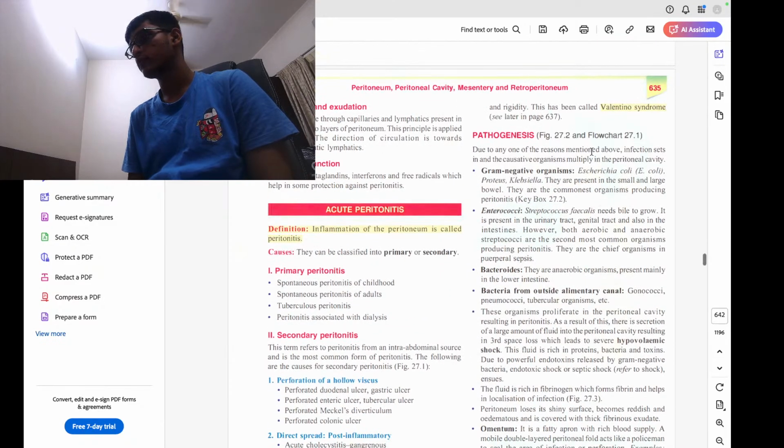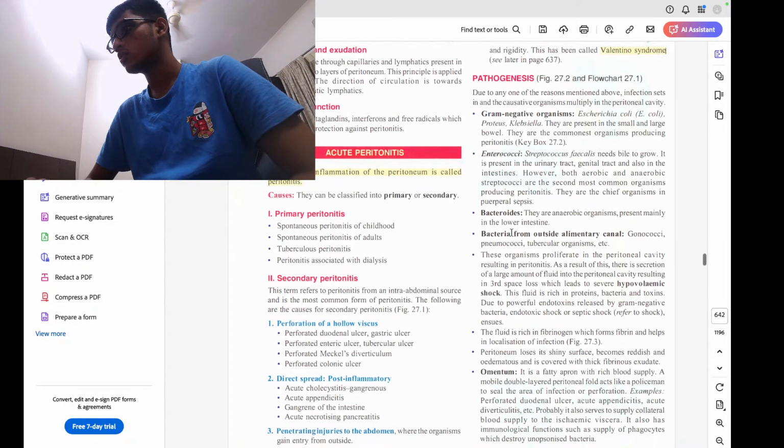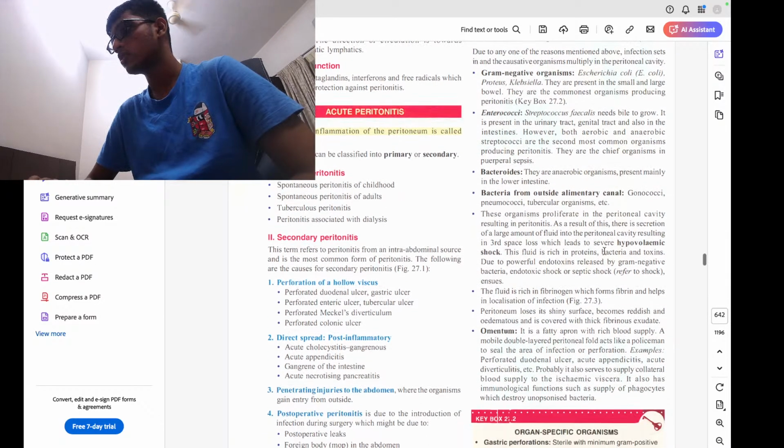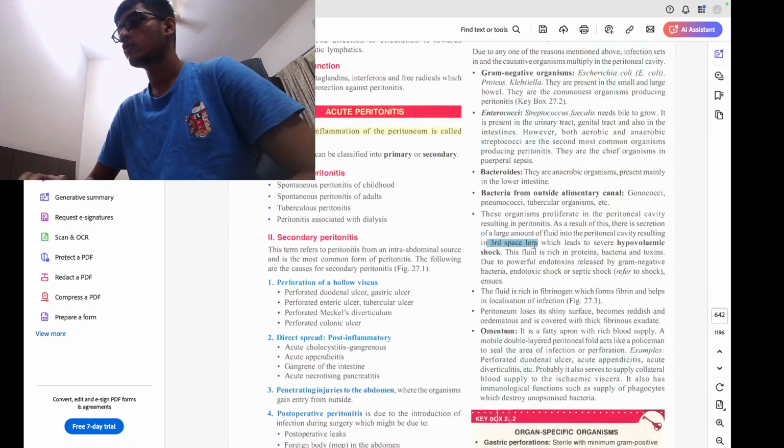Now the pathogenesis. Due to any of the causes mentioned above, infection sets in and the causative organisms multiply in the peritoneal cavity. Gram-negative organisms such as E. coli and Bacteroides, bacteria from outside the alimentary canal, proliferate in the cavity, resulting in peritonitis. As a result, there is secretion of a large amount of fluid into the peritoneal cavity, leading to third space loss, which leads to severe hypovolemic shock.